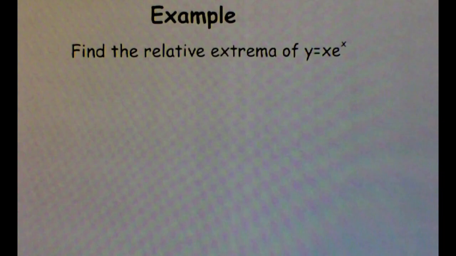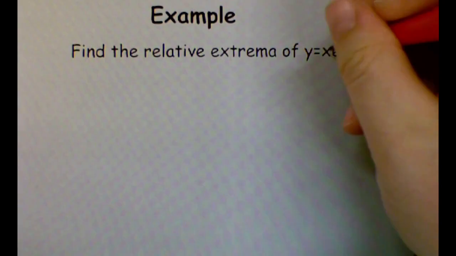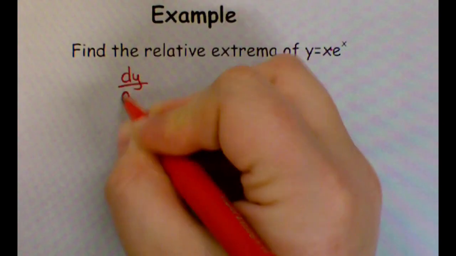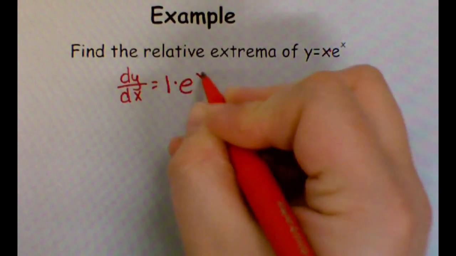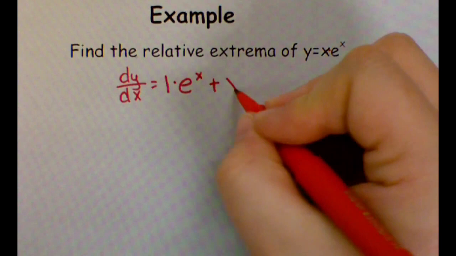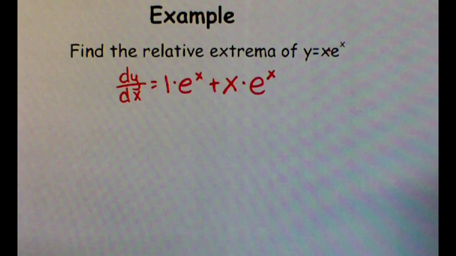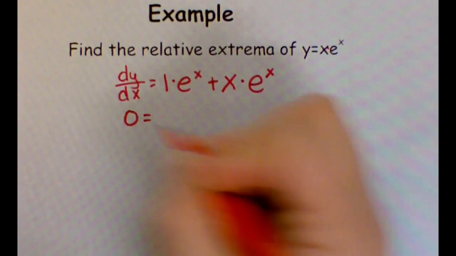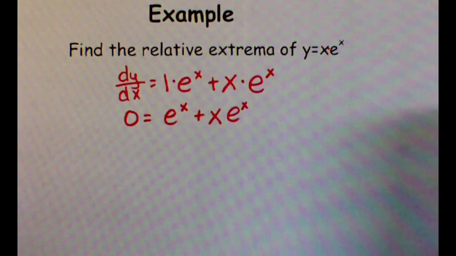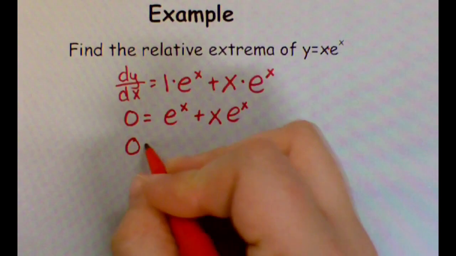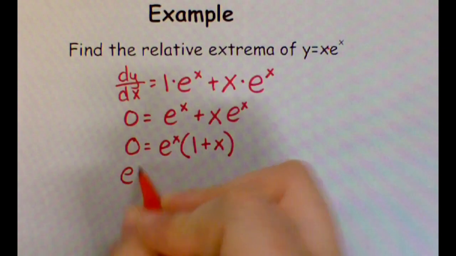Now the relative extrema. So first we need to find our derivative. This requires the product rule in this case. So our derivative, dy/dx: derivative of the first piece, derivative of x is 1, times e to the x, plus the first piece unchanged, times the derivative of the second piece, which is e to the x. Now we set it equal to 0 to find relative extrema. I have e to the x power plus x e to the x power. I can factor an e to the x out, which leaves me 1 plus x. Then set each piece equal to 0.